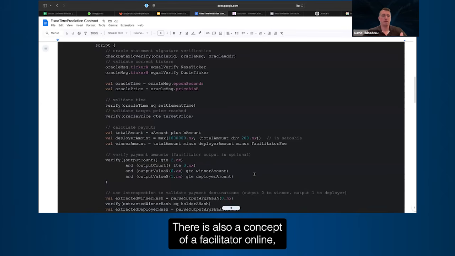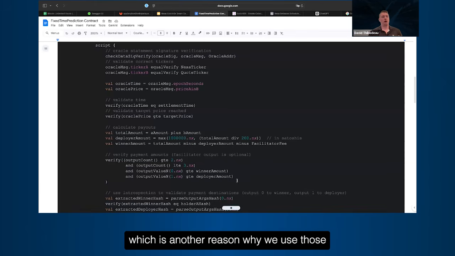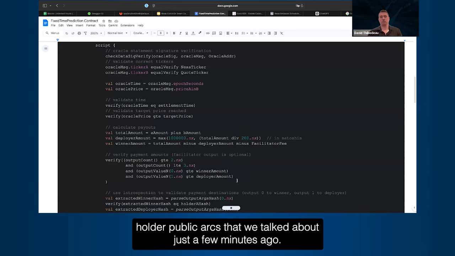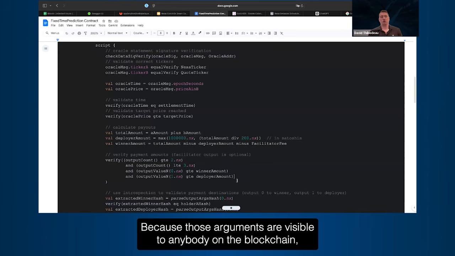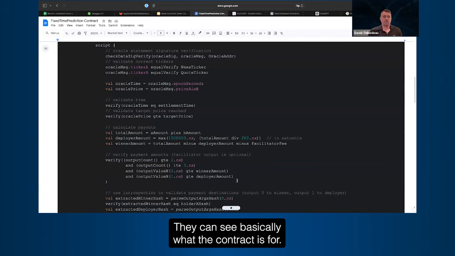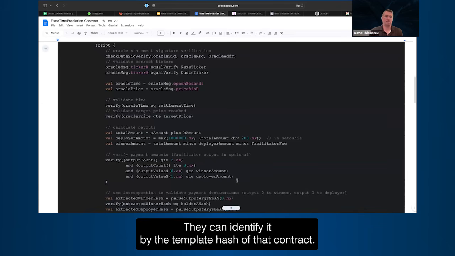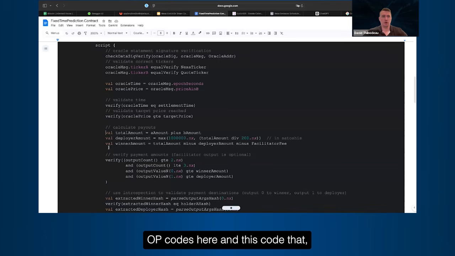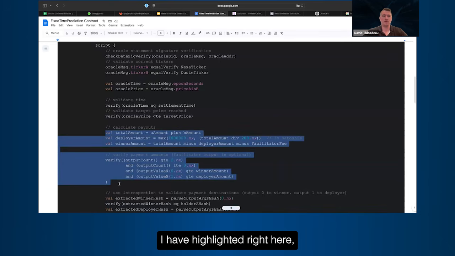There is also a concept of a facilitator online, which is another reason why we use those holder public args that we talked about just a few minutes ago. Because those arguments are visible to anybody on the blockchain, anybody can see the arguments to a contract. They can see basically what the contract is for. They can identify it by the template hash of that contract. And our introspection opcodes here in this code that I have highlighted right here.